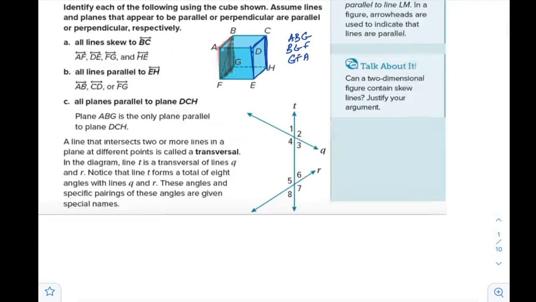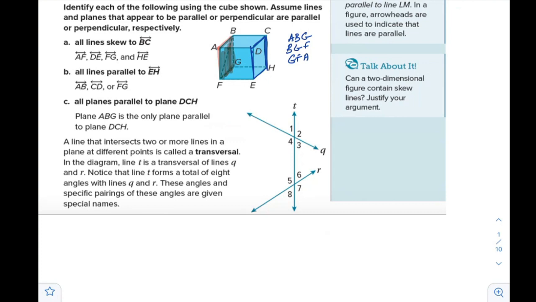Okay, I hope now the skew lines are clear. Also here we have something called a transversal. What is that transversal? A line that intersects two or more lines in a plane at different points is called a transversal.